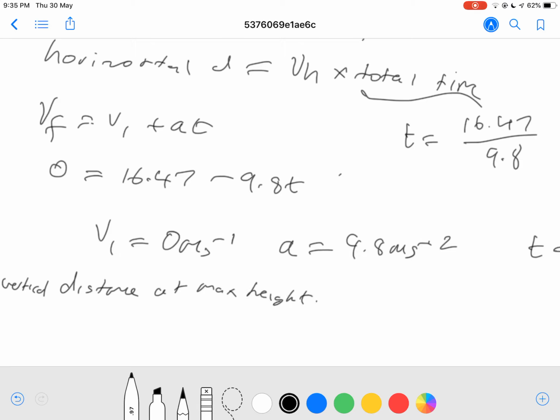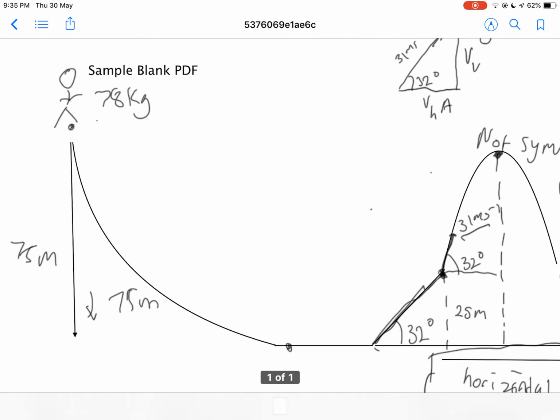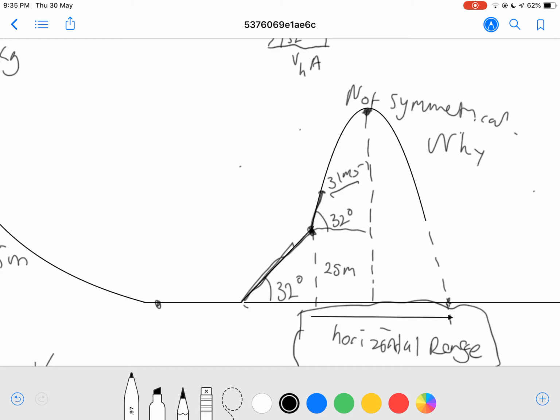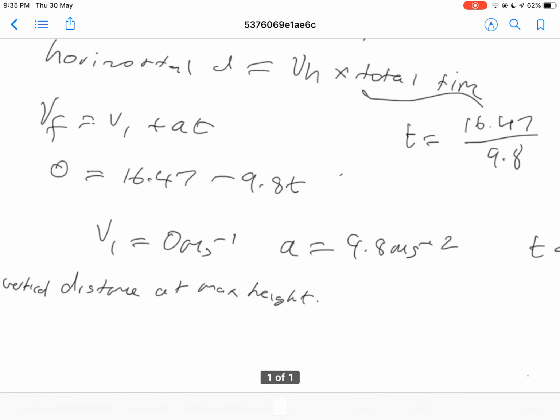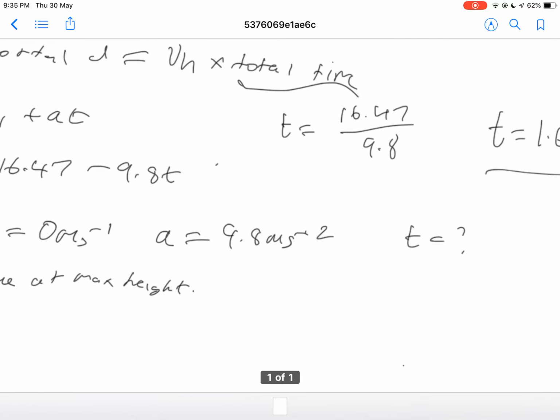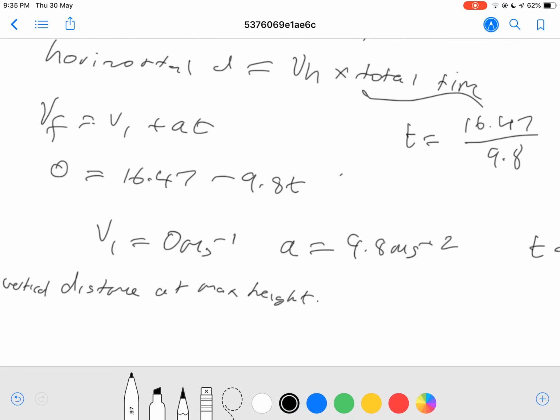You would approach this the same way you would do a normal question, except one thing you have to remember is that he starts 25 meters above the ground. So at the end, you're going to add 25 meters onto whatever result you get, okay? Basically, you know it takes 1.68 seconds for John to reach the maximum height. So we know t equals 1.68 seconds.